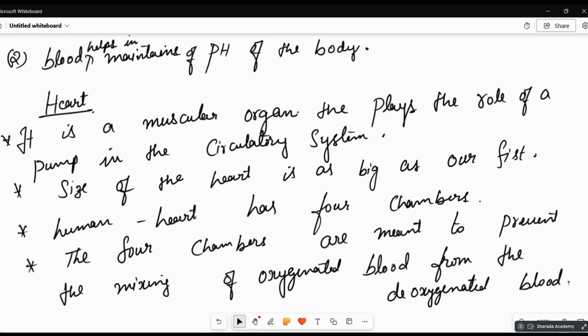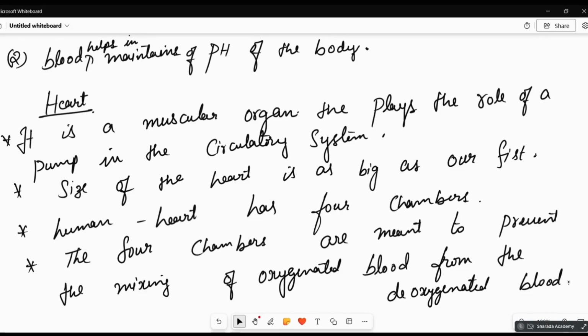So human heart consists of 4 chambers. Whereas the fish contains how many chambers? 2 chambers. So 4 chambers, because the oxygenated blood and deoxygenated blood will not mix because it is a 4 chamber heart. They will never actually combine. So it mainly prevents the mixing of oxygenated blood and the deoxygenated blood.